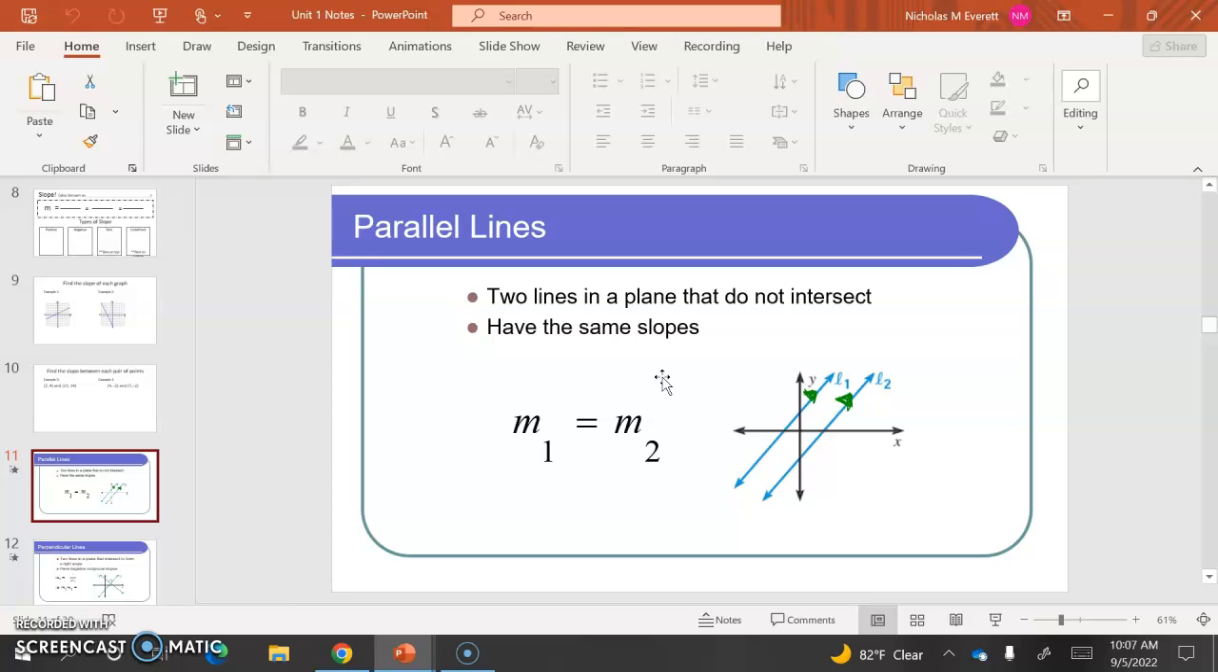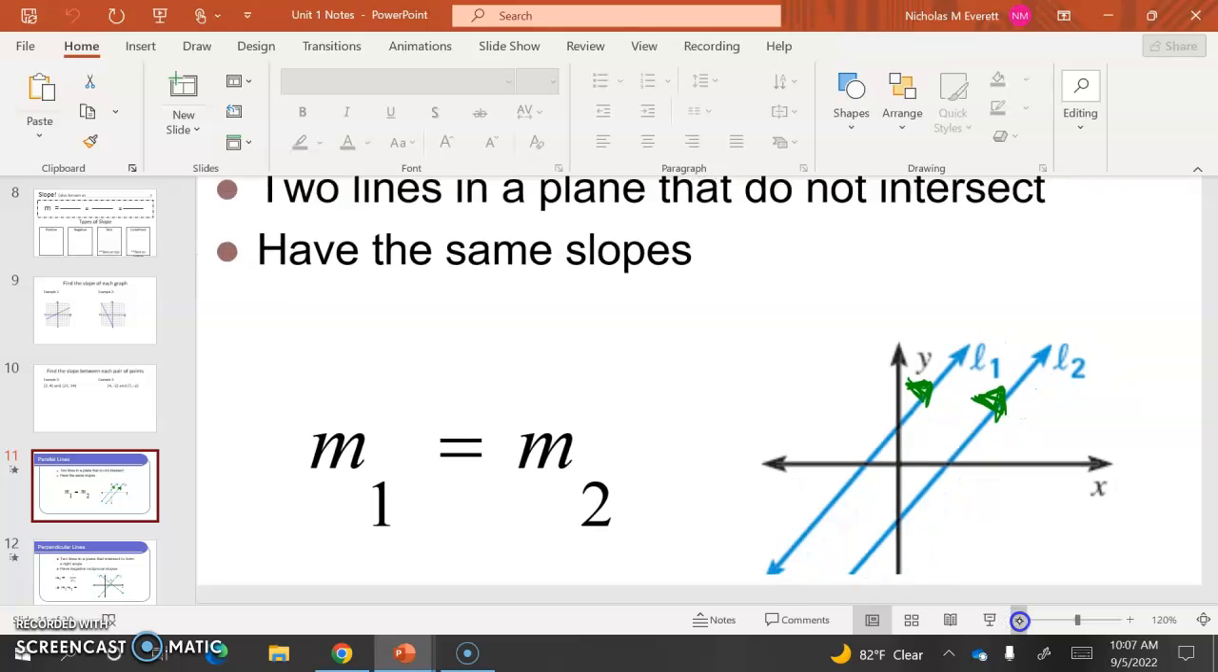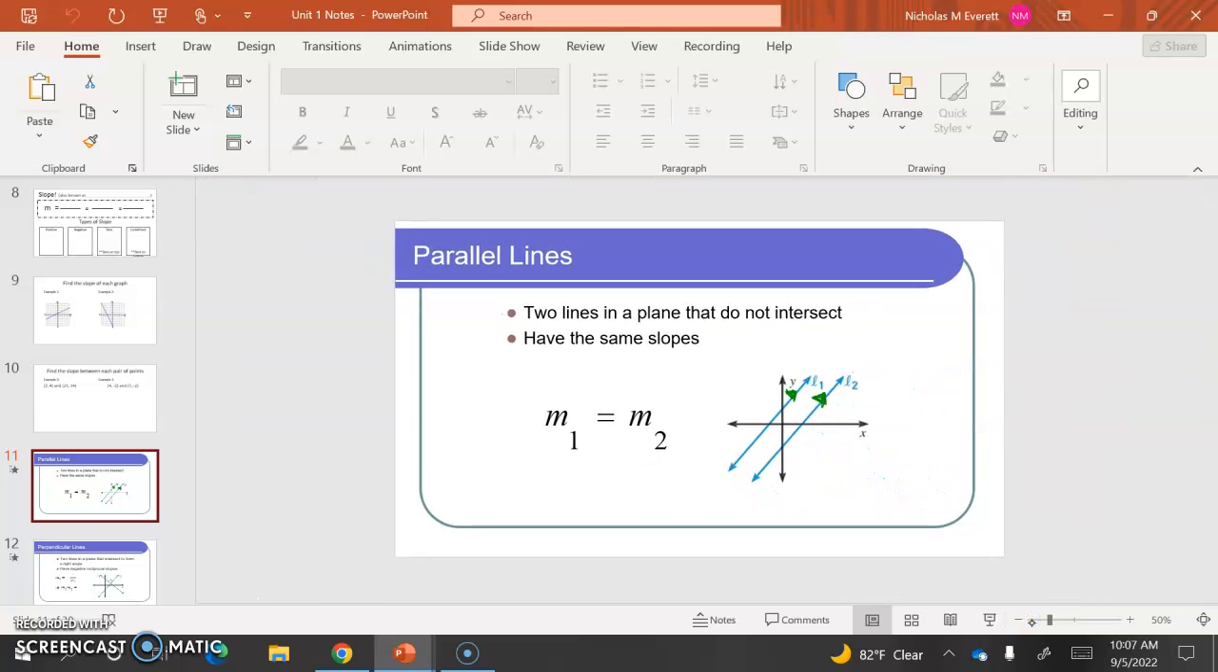So basically we're talking about parallel and perpendicular lines. Parallel lines are essentially lines that have the same exact slope. We all know about parallel lines: two lines that are never going to touch, that do not intersect. What that means is that they're going to have the exact same slope. And then perpendicular lines are going to have what we call the negative reciprocal.